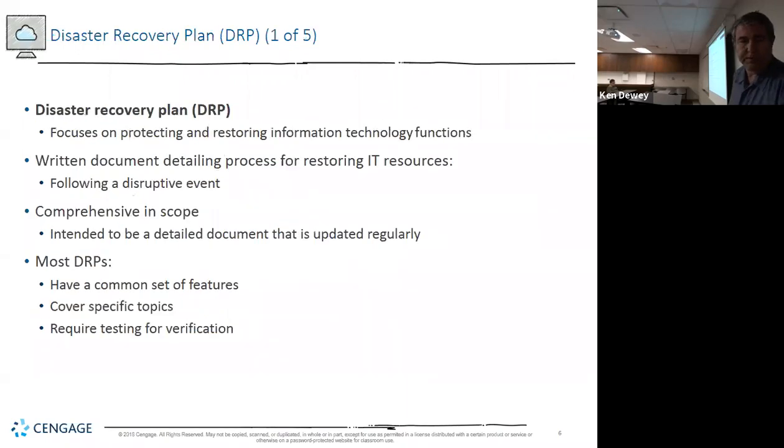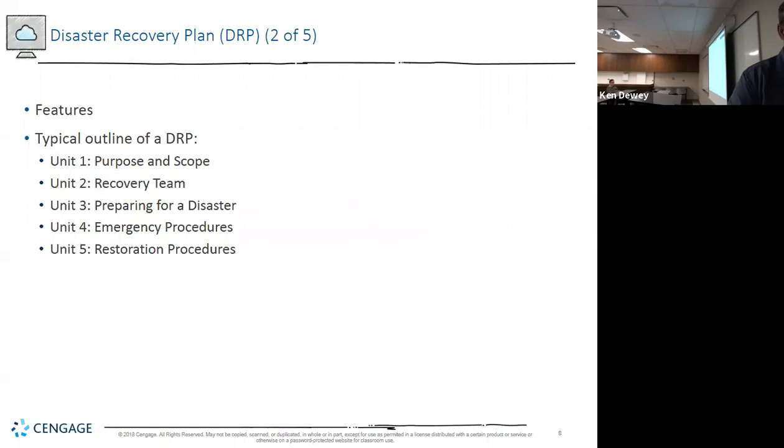And let's move on. Disaster recovery plan. Let's focus on protecting and restoring information technology. We're going to look at an example of that here in a minute. It says, written document detailing process of restoring IT resources. Does everybody have one of those? Probably not. It should be comprehensive. It must have a common set of features. A lot of them have all this stuff. We're going to look at an example here. Here's what they normally have in them: the purpose, the scope, the recovery team, preparing for a disaster, emergency procedure, and restoration procedure. So those five things are what should be in there.